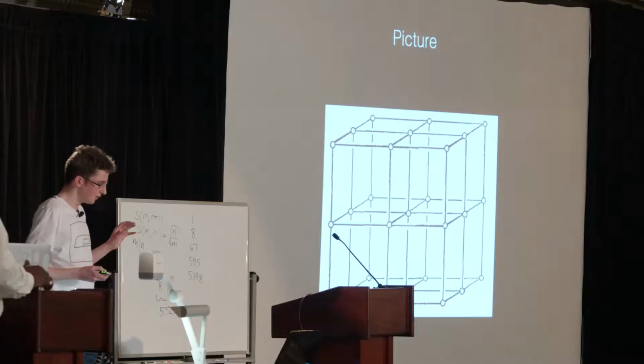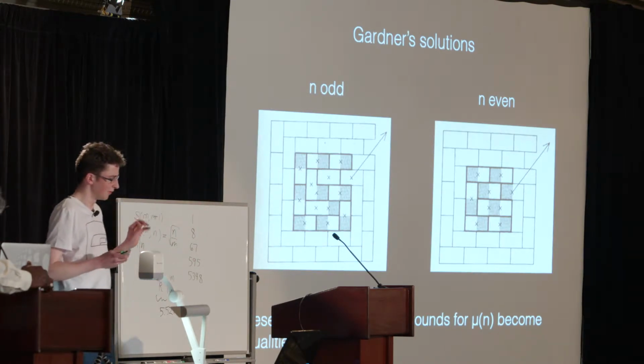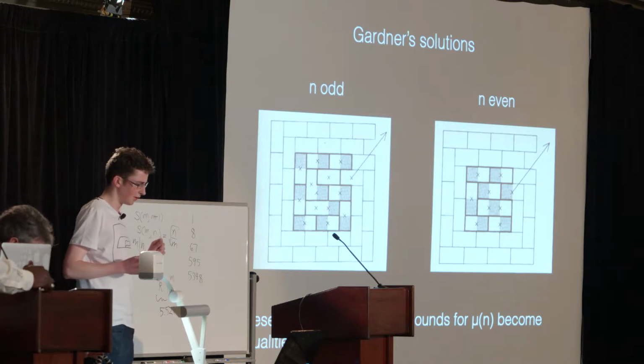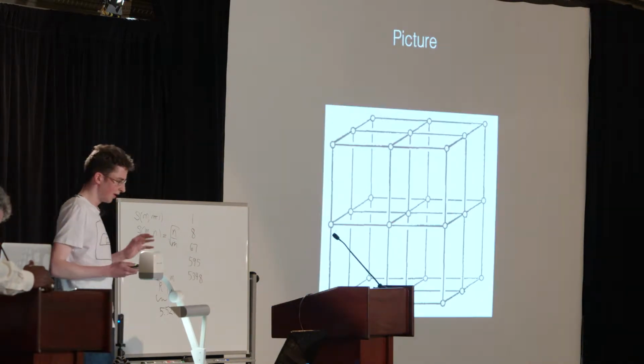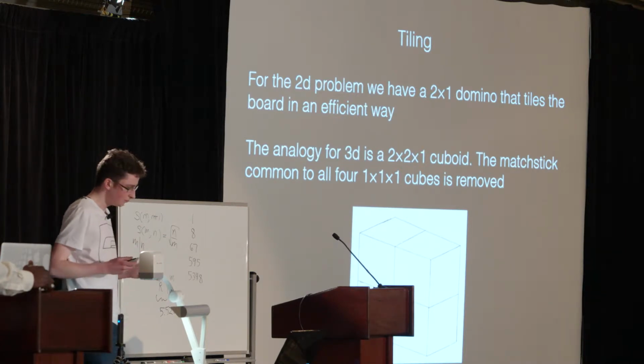I'm just going to talk about tiling for a sec. In the 2-dimensional solution, we had this domino that tiled the board in an efficient way. And we could remove the center matchsticks of each domino, and that gave us our solution. The analogy for the 3-dimensional case is a 2 by 2 by 1 cuboid. When we tile our cube with 2 by 2 by 1 cuboids, we remove the matchstick that is common to all 4 of the 1 by 1 by 1 cubes, and that gives us our solution. So this is our procedure.